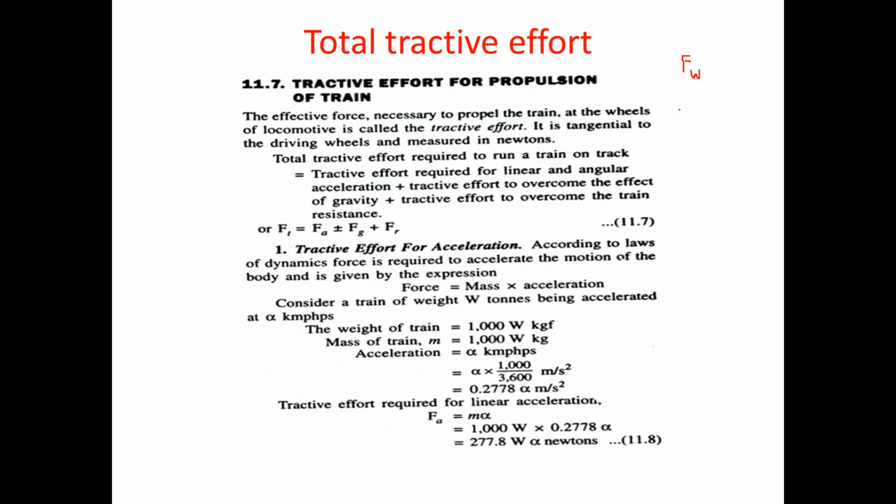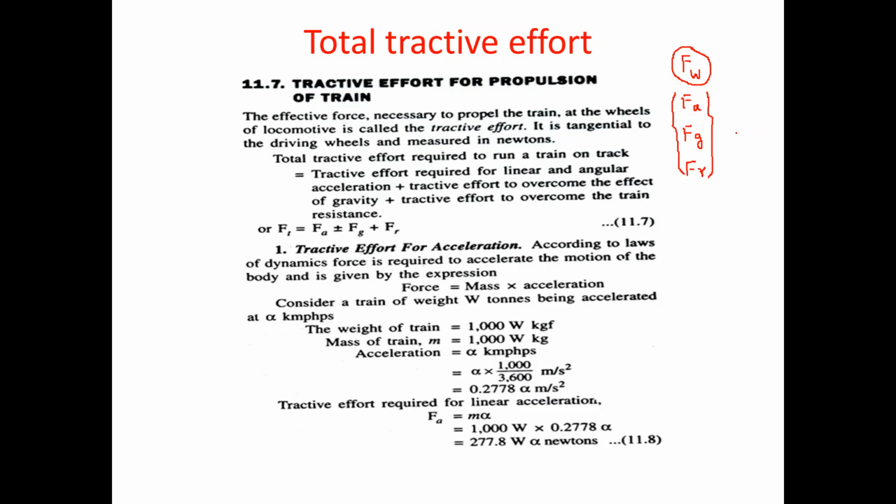The first is the force on the wheel to rotate it for angular acceleration. Then there is a force required for linear movement, that is, force required for acceleration. Then we require a force for overcoming the gravitational force, and there is a force required to overcome the train resistance due to the track resistance or wind opposition, etc. In the previous video, we have seen the force for angular acceleration. Now, in this video, we will see the other three forces.